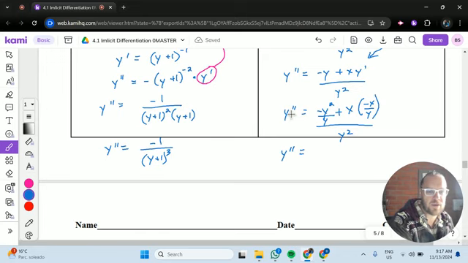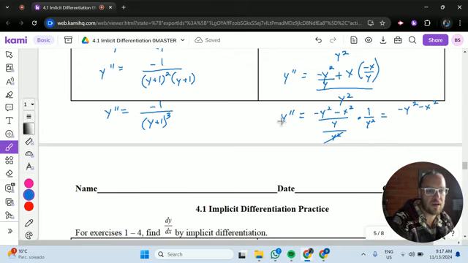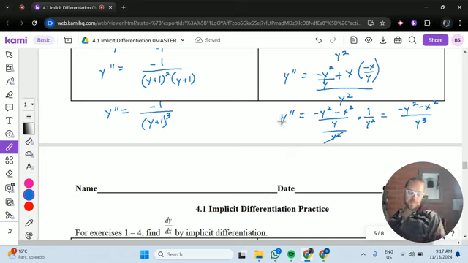So now my second derivative is going to be negative y squared minus x squared over y, and then over y squared. But really, with a fraction of a fraction, we know that instead of doing that, we multiply by the reciprocal: keep, change, flip. And so actually, we just get negative y squared minus x squared over y cubed. And that would be our final answer there.